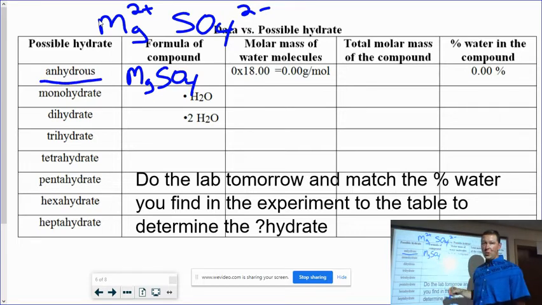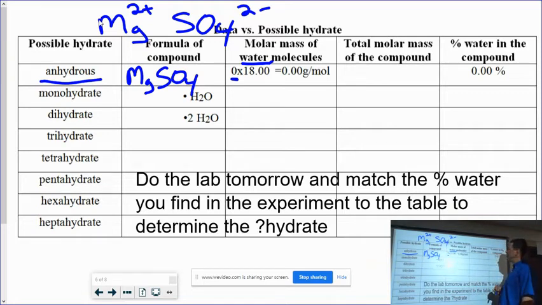And if we look here, it doesn't have any water molecules attached to it. It's anhydrous, or what we would call dehydrated. Molar mass of the water molecules, so just the mass of the water molecules. There are 0 water molecules in this compound, so 0 times 18 equals 0 grams per mole.